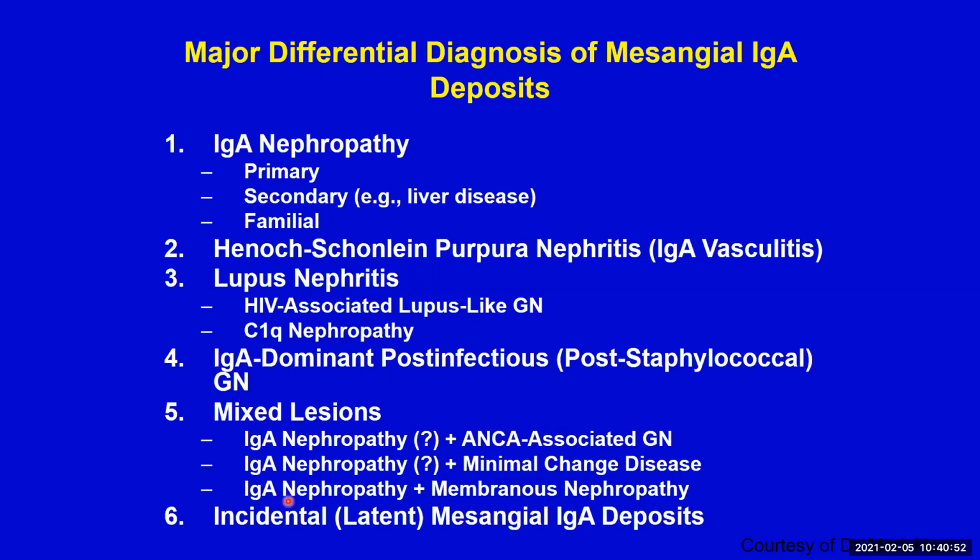And then there's always these mixed lesions like IgA nephropathy with other kidney diseases, and latent deposition of IgA. So the first biopsy may not show any IgA deposition, and then the patient sort of progresses. IgA is very indolent. You know, in most cases it takes a long time to get to kidney disease. So it could be that you may have had more than one kidney biopsy, and the mesangial IgA deposits didn't show up until a later biopsy.